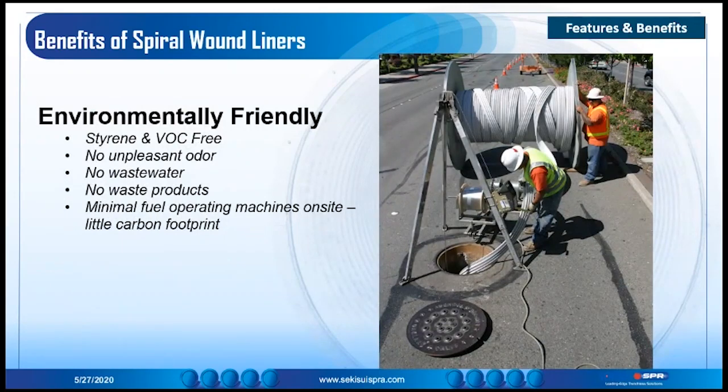And again, very important, we are an environmentally friendly technology. There's no styrene or VOCs. There's no unpleasant odor. There's no wastewater or waste products. Minimal operating construction site footprint. All very important when you're dealing with environmentally sensitive areas, or let's say you're working near a school or a hospital or residential areas. These all are very important, and when combined, this makes the Sekisui liners very advantageous when you're considering it for your client project.